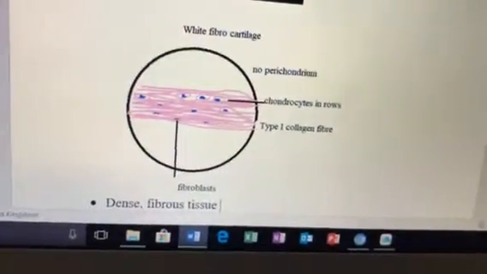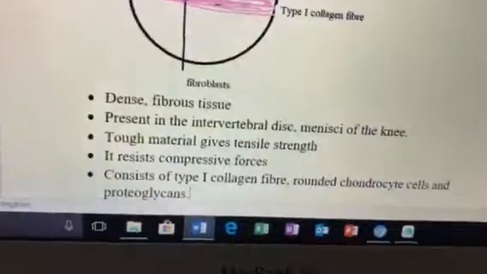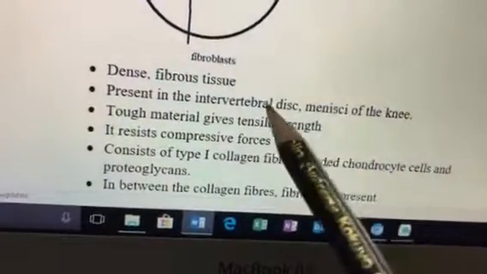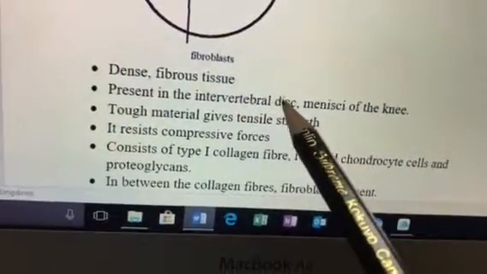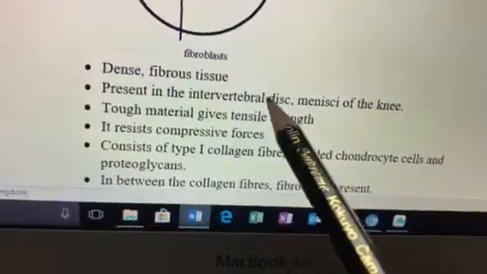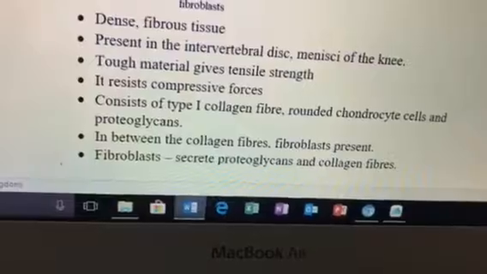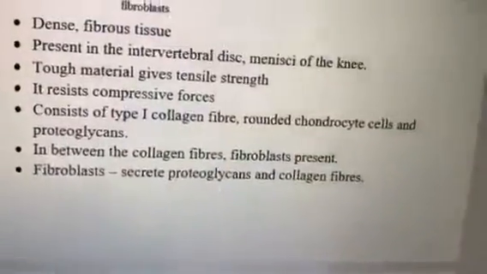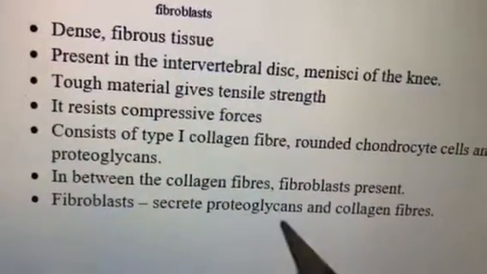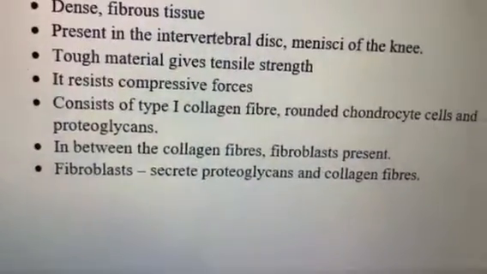So fibroblasts also you have to write. It is dense fibrous tissue, present in the intervertebral disc, because we want a shock absorber. So it has a thick fiber, that's a type 1 fiber. White fibrocartilage, tensile, and all these are given. And fibroblast, what is the role of fibroblast? It only secretes the proteoglycans and collagen fibers.